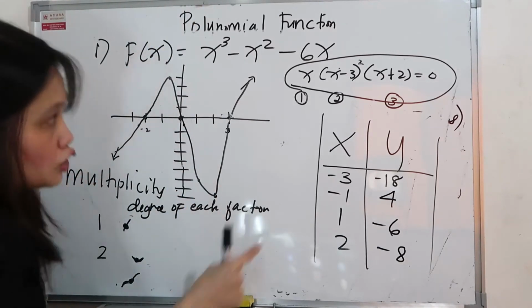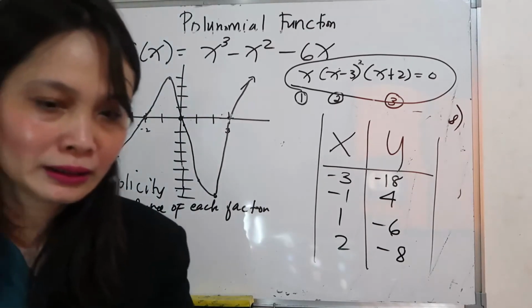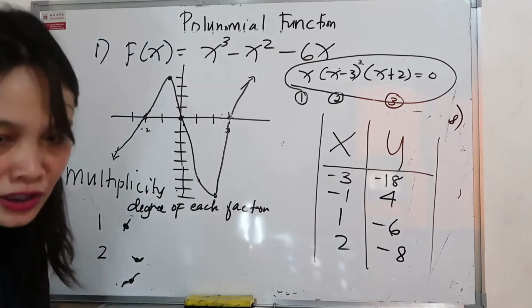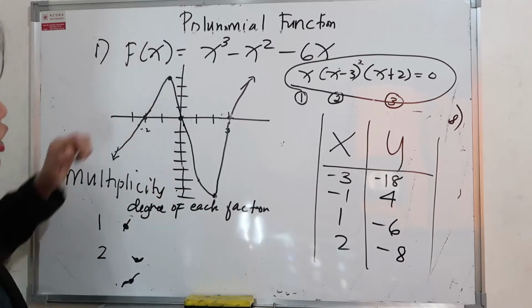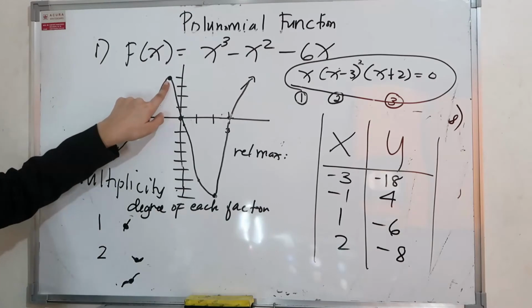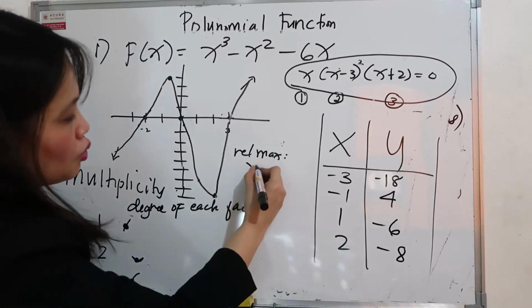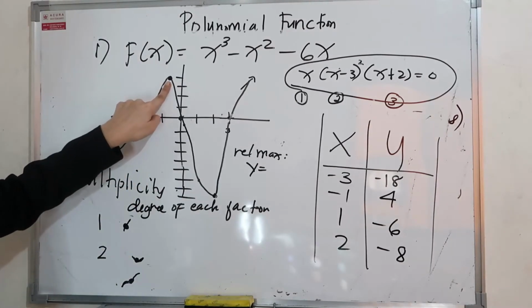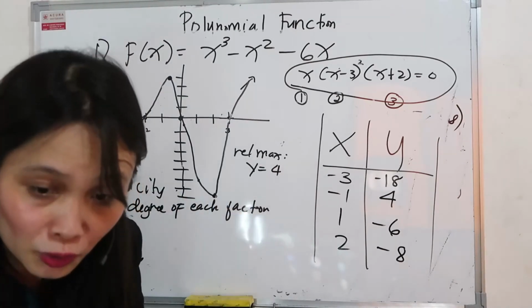So that is the graph of a polynomial function. In here, this is your relative maximum, and this is your relative minimum. So what is your relative maximum? When we say relative maximum, you're referring to the y value. What is the y value here? Okay, 4. So that is your relative maximum.